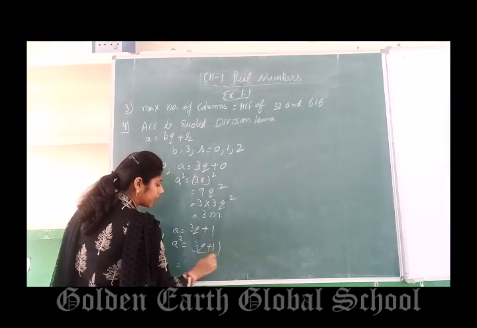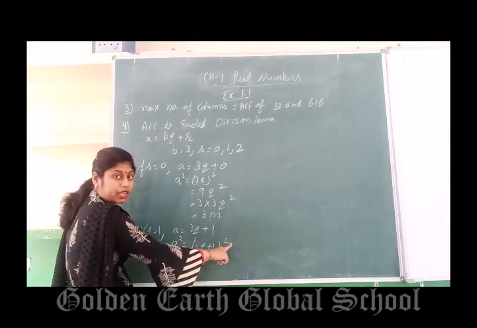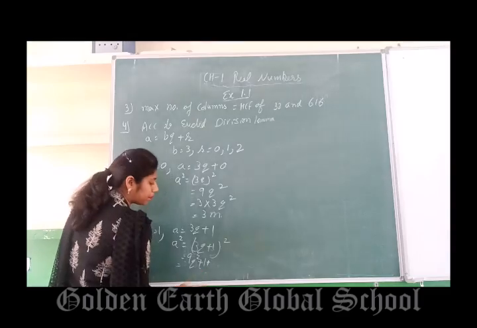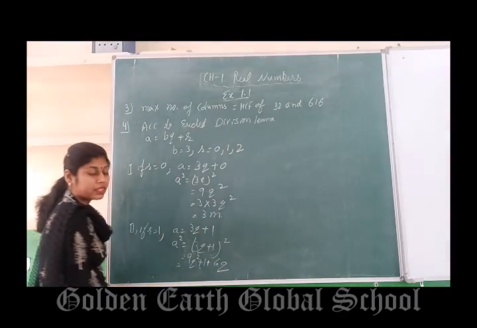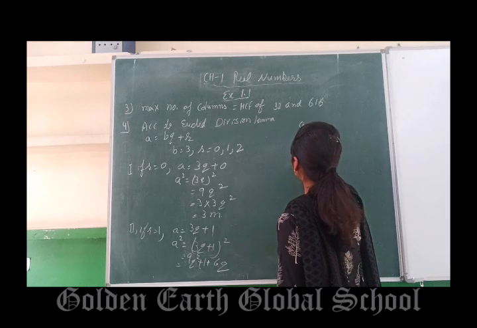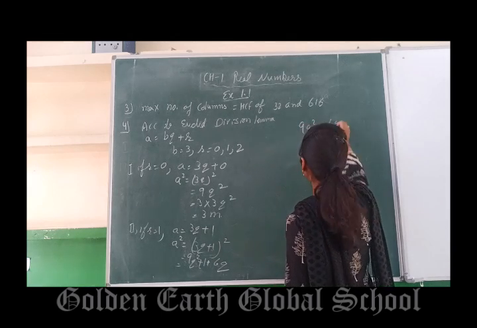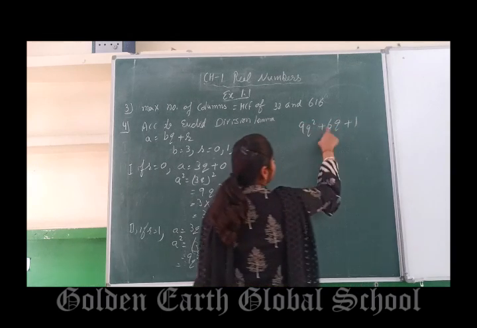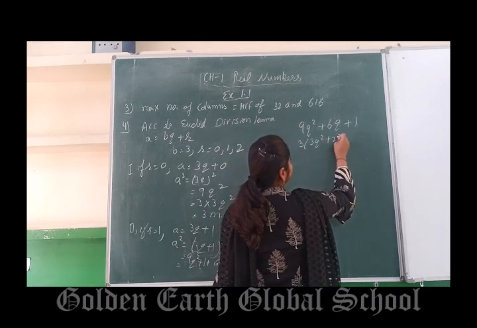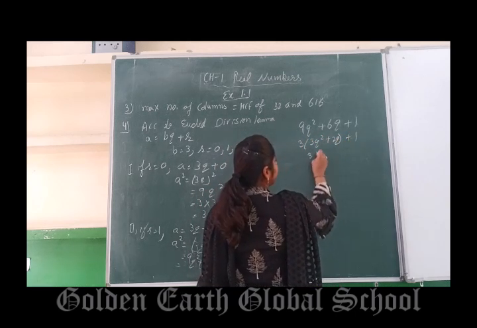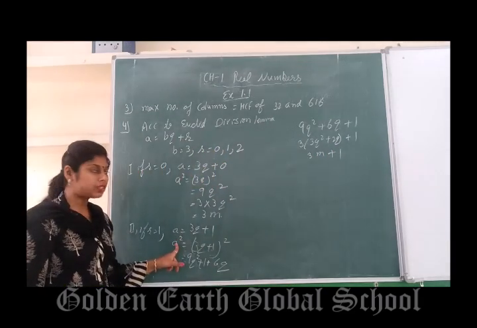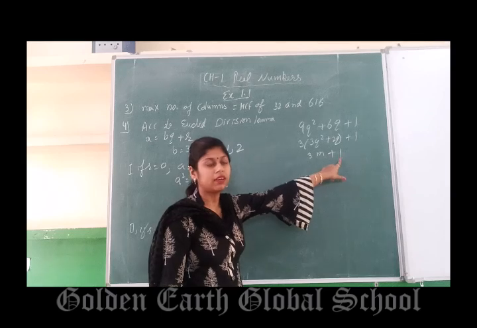Now you have to apply the identity here. a plus b whole square, that is a square plus b square plus 2ab. This will be 6q. Now simplify it. 9q square plus 6q plus 1. Take 3 common. 3m plus 1. Again, the square of any number is of the form 3m plus 1.